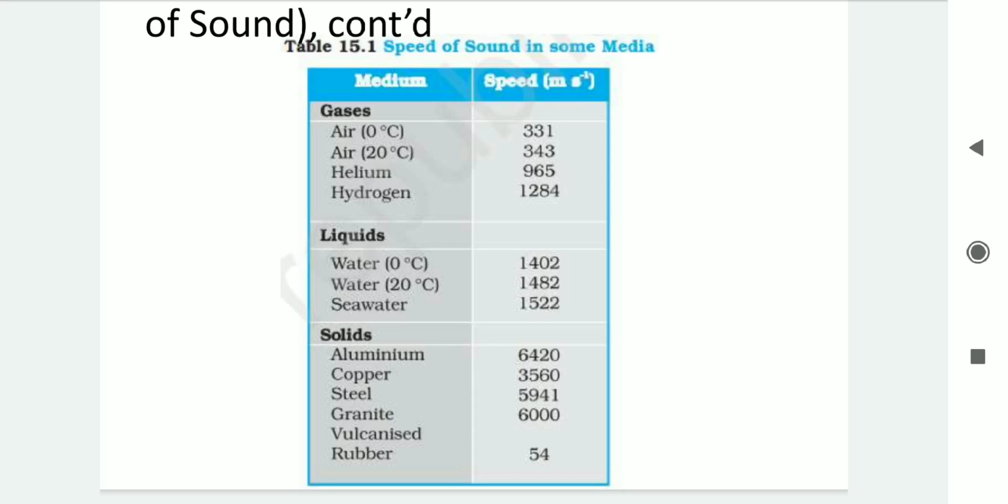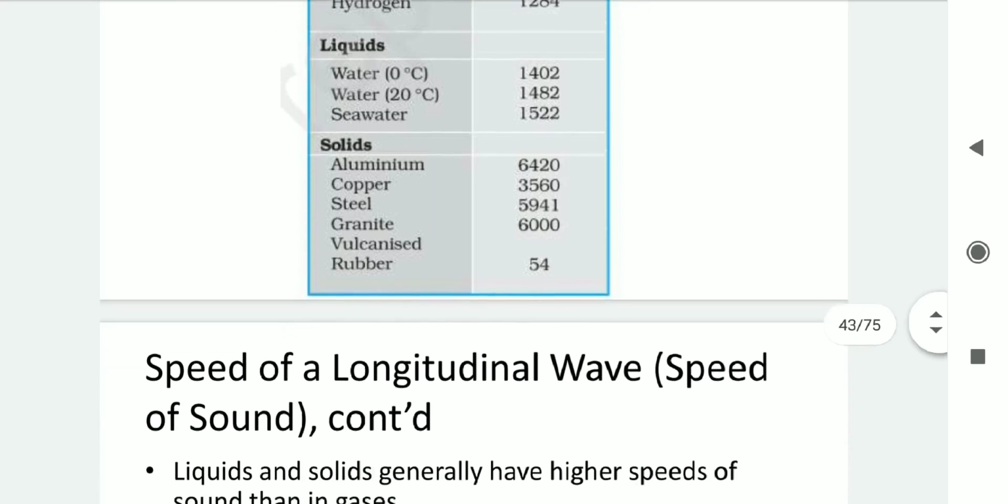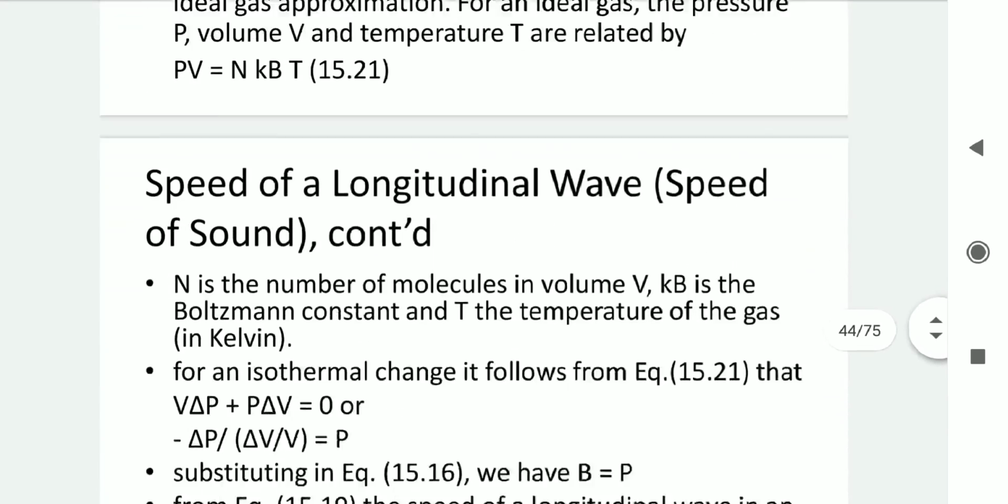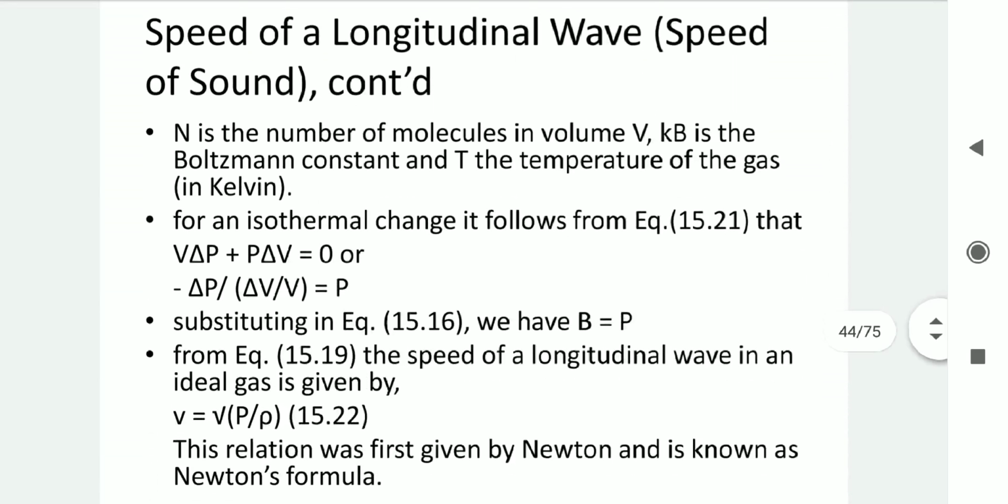So here we can estimate the speed of sound in a gas with the ideal gas approximation, that PV equals N kBT. Here N is the number of molecules in volume V, kB is the Boltzmann constant, and T is the temperature. For an isothermal change, we have V delta P plus P delta V equal to 0, or P equals minus delta P by delta V by V. By substituting that value, we have B equal to P.